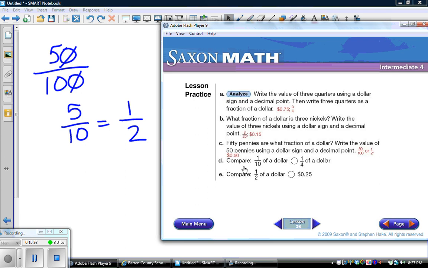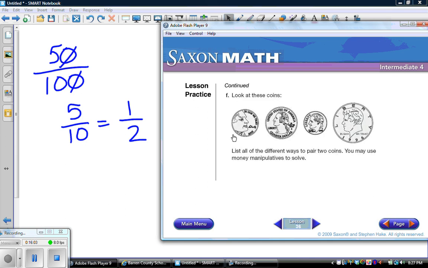Okay, compare 1/10 of a dollar. That would be what coin? A dime. And let's compare it to 1/4 of a dollar. That's 25 cents. My alligator would rather eat 25 cents. Now compare 1/2 of a dollar. How many cents is that? That's 50 cents. Compare that with 25 cents. I would rather have the 50 cents.